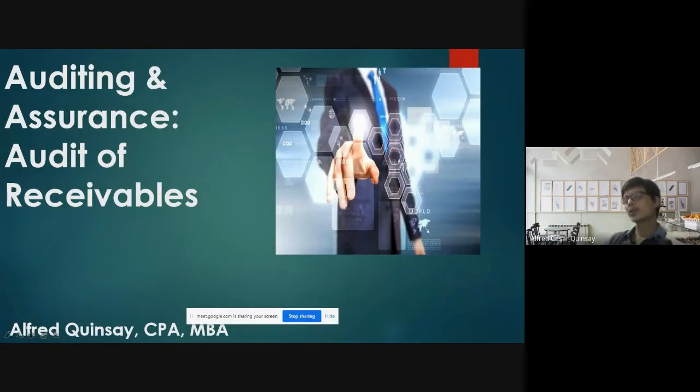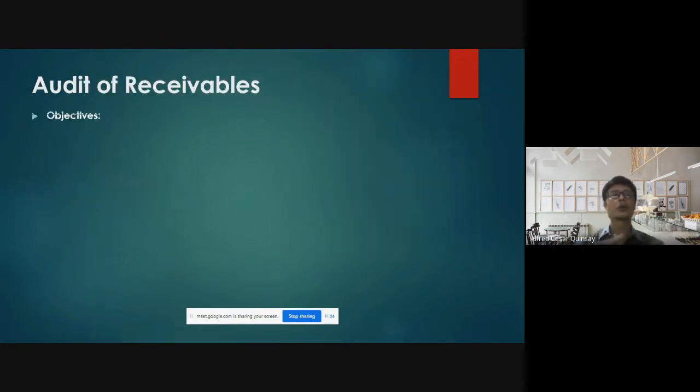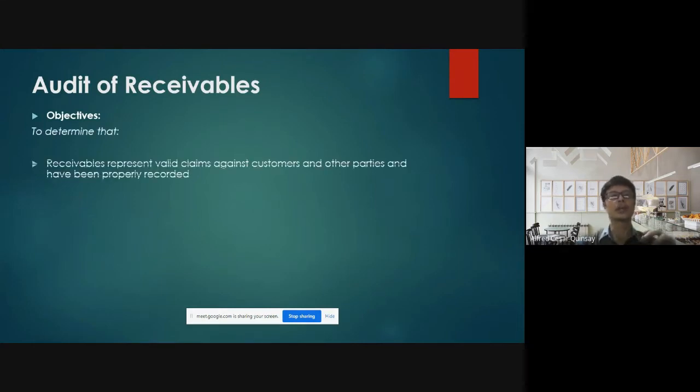Okay, so without much ado, we'll now proceed to the audit of receivables. Let's take a look at the salient features first, the objectives of audit of receivables. First is to determine that receivables represent valid claims against customers and other parties and have been properly recorded.